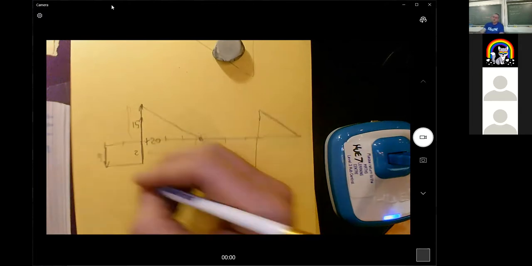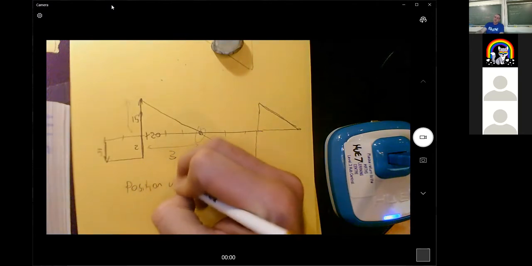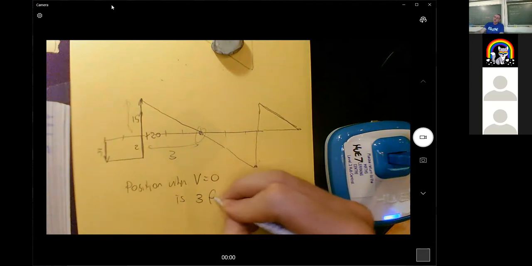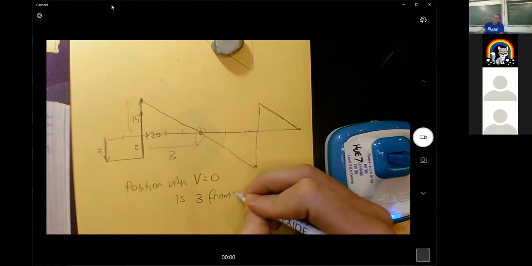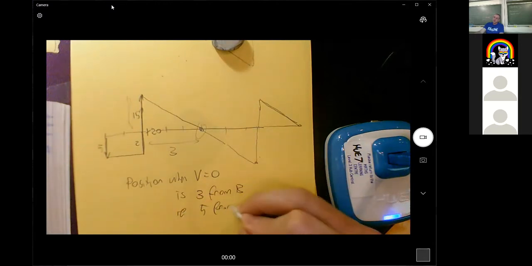Right. So the position when V equals 0 is 3 from B, i.e. it's 5 from A.